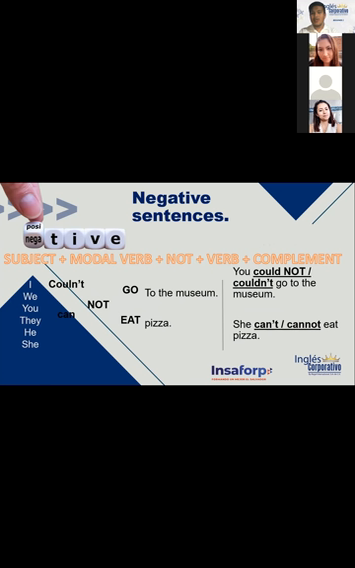So we have right here two ways to pronounce or to say these things when it comes to negative sentences. We can say, you could not go to the museum, or you can make the abbreviation of that, and you can say, you couldn't go to the museum. We can say, she can't eat pizza, or she cannot eat pizza. Something very important, guys. Once again, we do not modify the verb on the third person. Another rule that you need to remember.